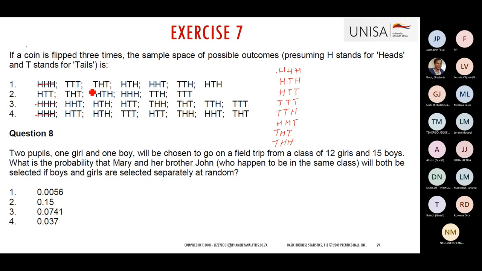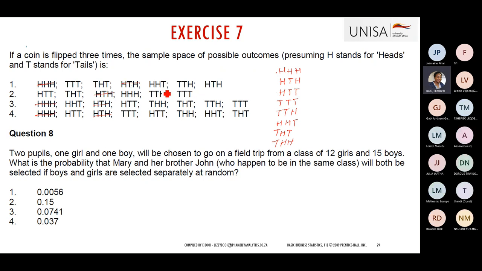Head, tail, head. Head, tail, tail. Head, tail, tail, head. That one doesn't have it. Oh, head, tail, tail. There we go. That one has head, tail, tail. So that we covered. Tail, tail, tail. So already this one is out because it doesn't cover all scenarios, right?